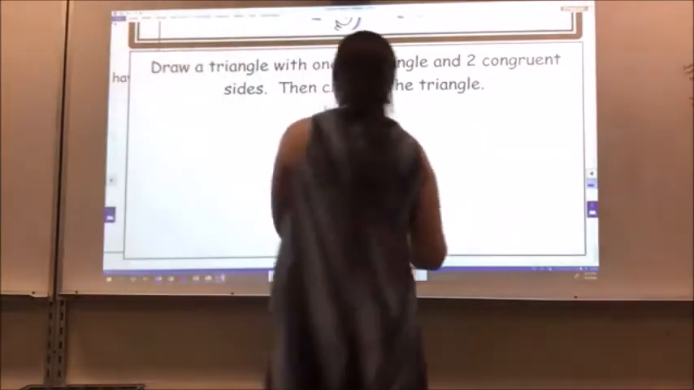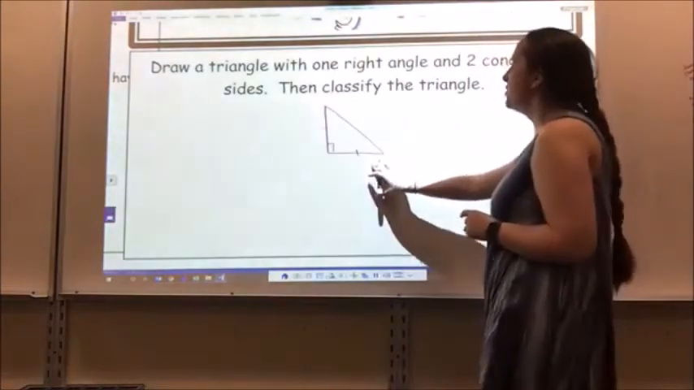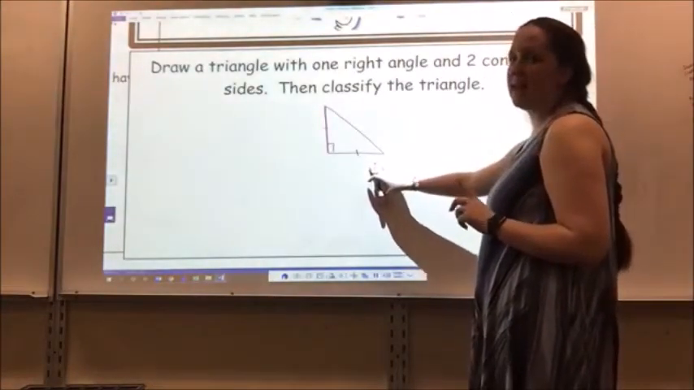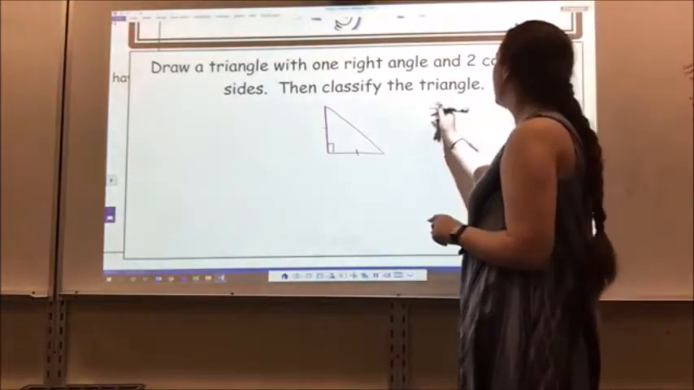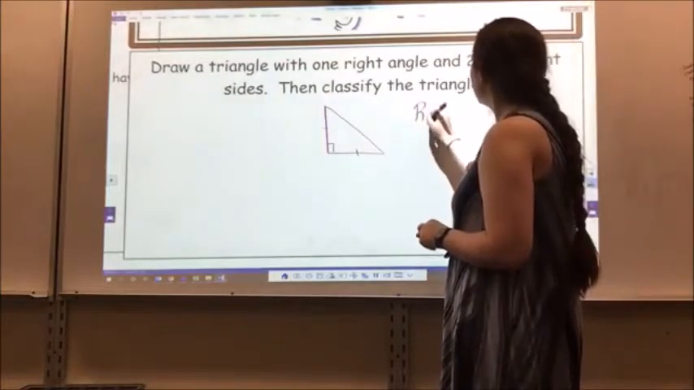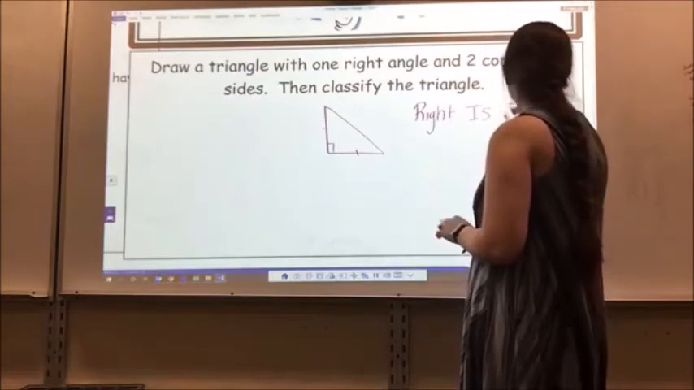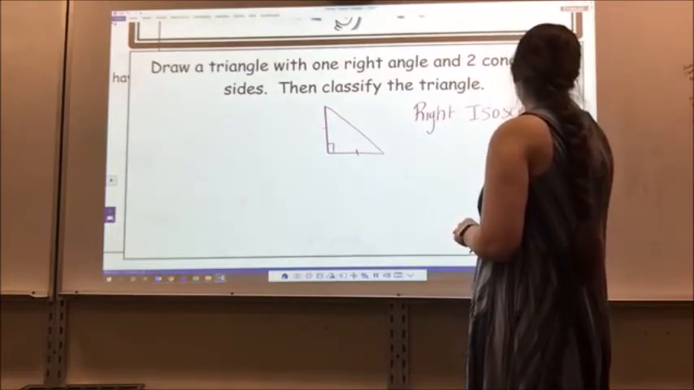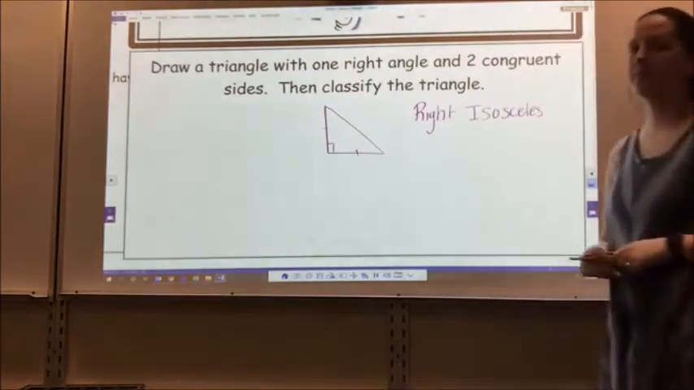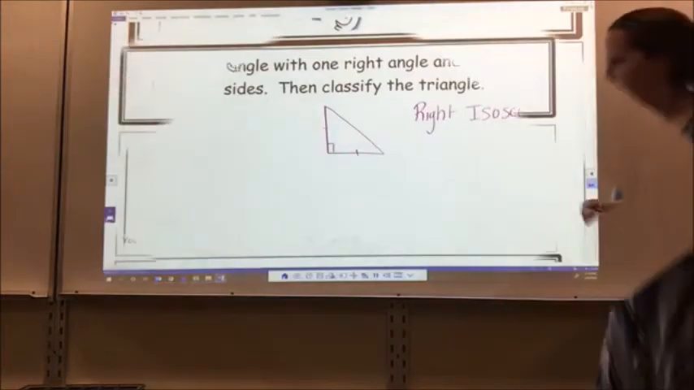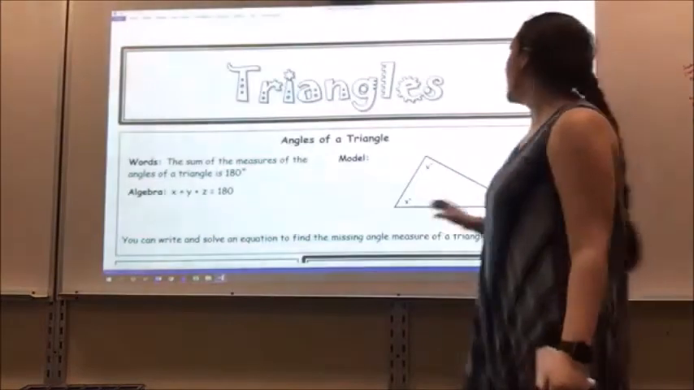So this is a right triangle, and it has two sides congruent, which means it's an isosceles triangle. So this is a right isosceles triangle. All right, on the next page, we continue to talk a little bit more about triangles.